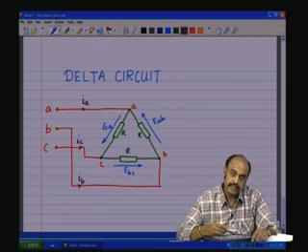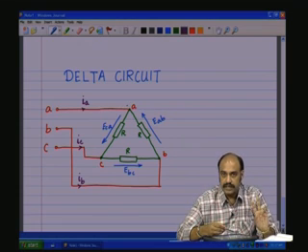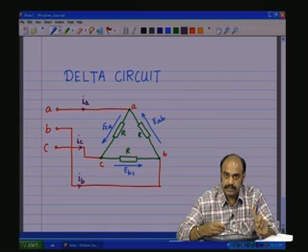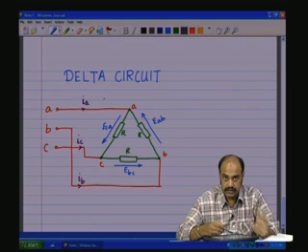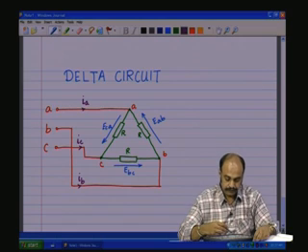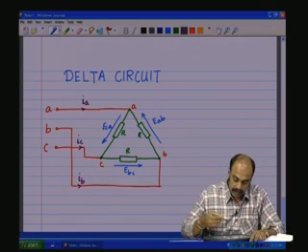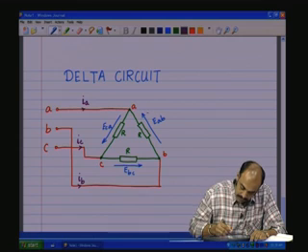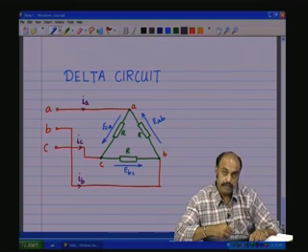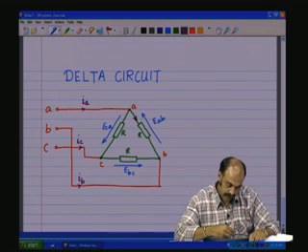So, the phase voltage and the line voltage are the same, whereas in the case of star, the phase currents and the line currents are the same, and in the case of the delta circuit, the line currents and the phase currents are not the same, as it was in the case of the star circuit. So, keep that in mind.